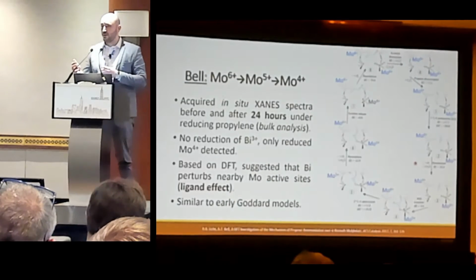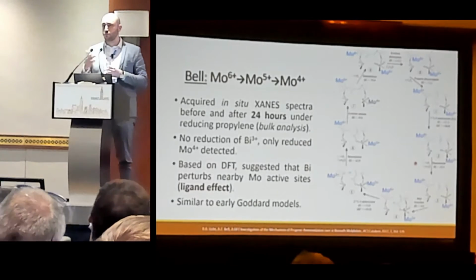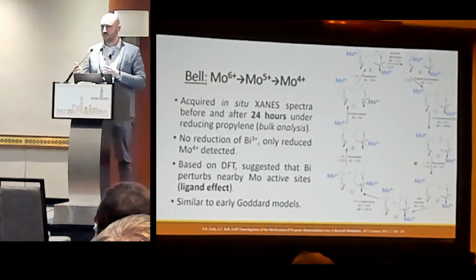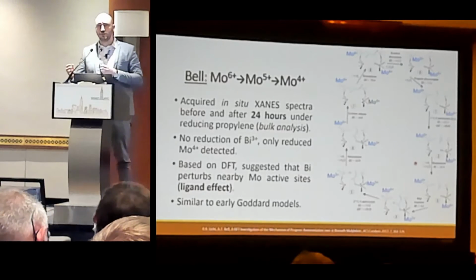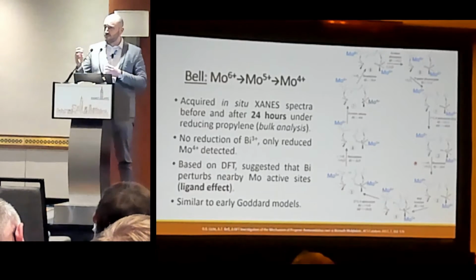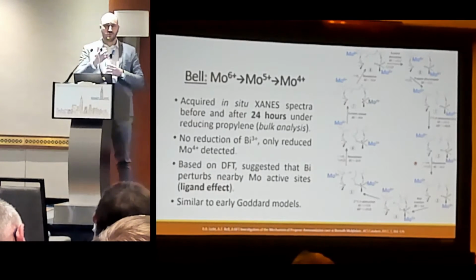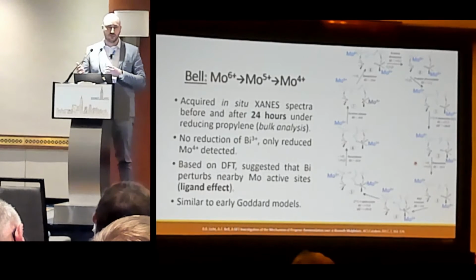Finally, the latest model we have came from the Bell group. It was based on XAS data that was gathered after 24 hours under propylene flow. And what they saw is that basically the molybdenum starts at 6 plus and ends as 4 plus, and bismuth remains unreduced. And they concluded that the reaction happens only on the molybdenum sites, very similar to what the early Goddard model suggested, and that the molybdenum indeed goes from 6 plus to 4 plus during the reaction.